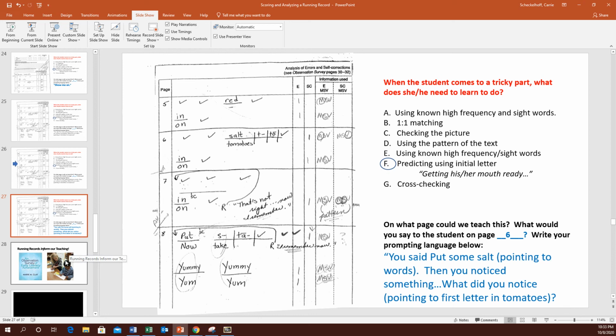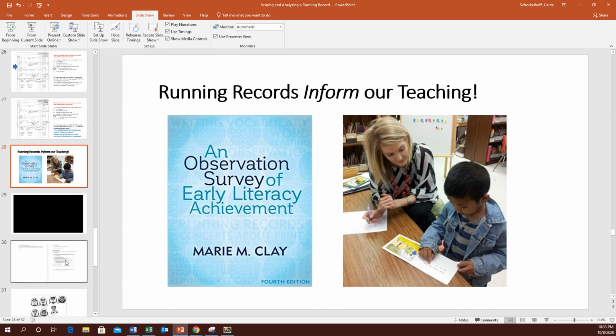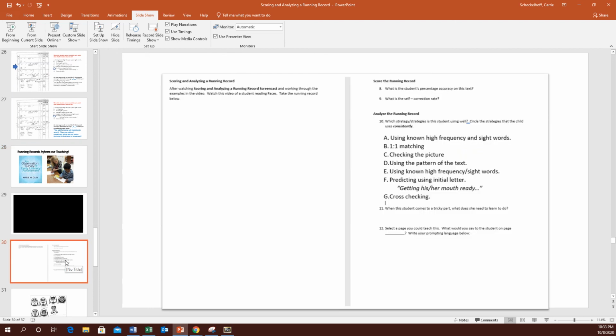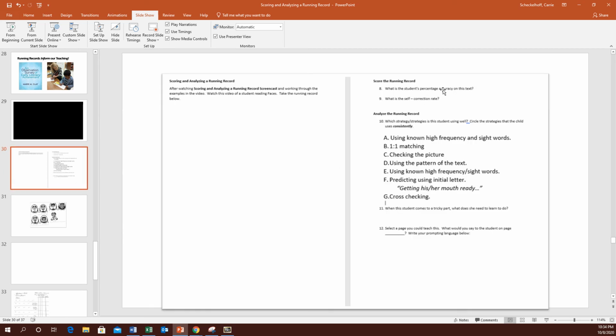You will be doing a similar process to this, practicing using a running record to inform your teaching. And you're going to do that on your weekly prep this week. So on your weekly prep, you will be watching a reading of Faces. The story is Faces, and you have a copy of the pages of that text in your handouts for this screencast. You'll watch the video of a child reading Faces, and then you will answer the same kind of questions that we just did with Monster Sandwich.